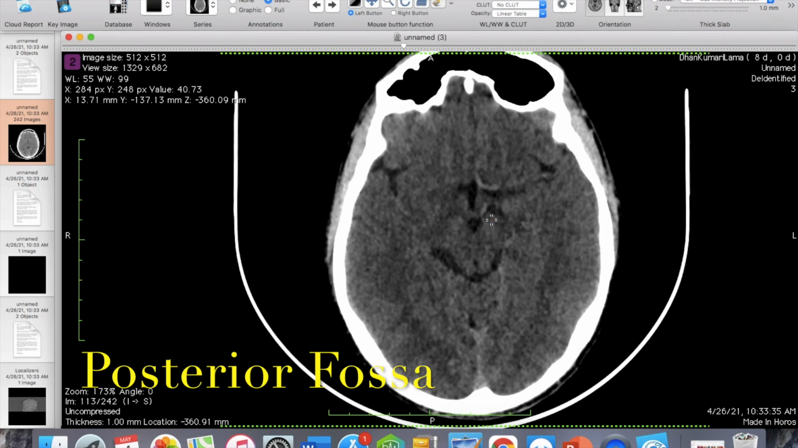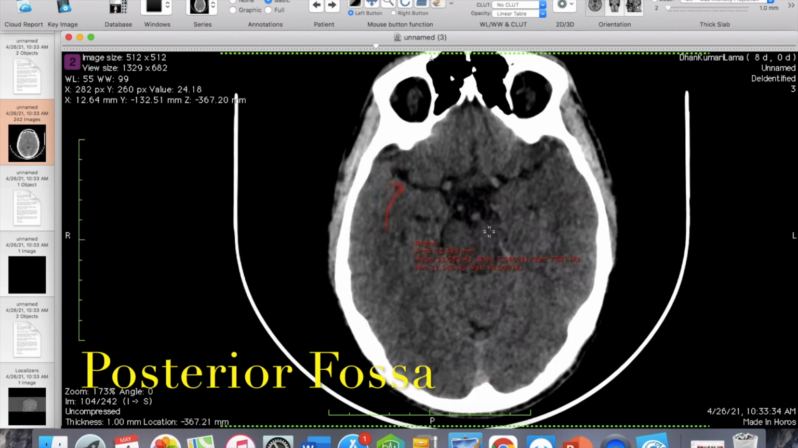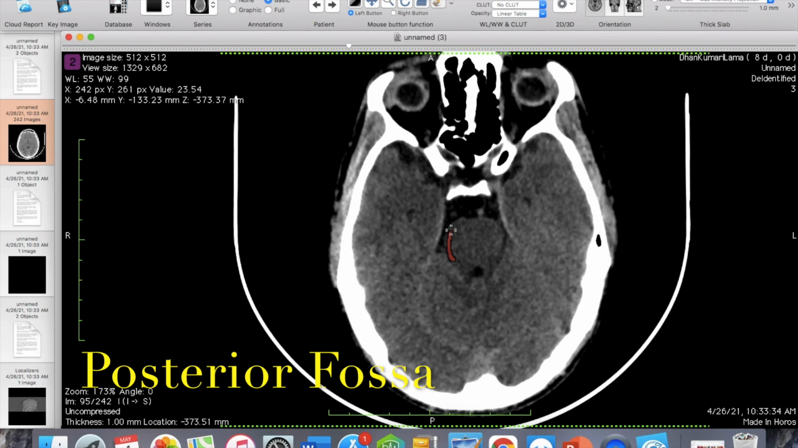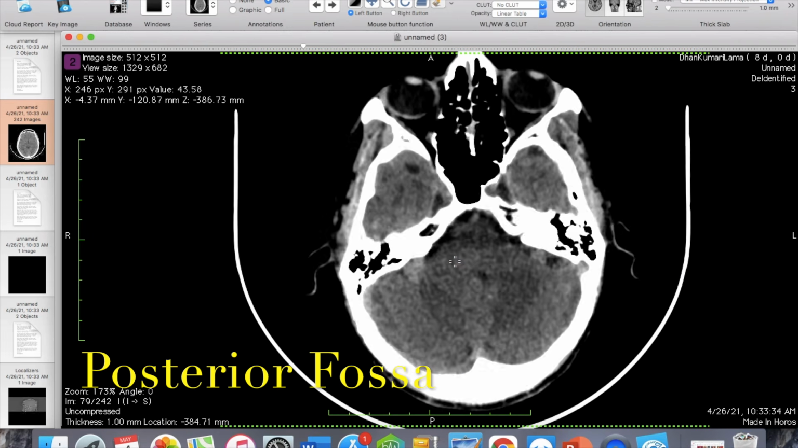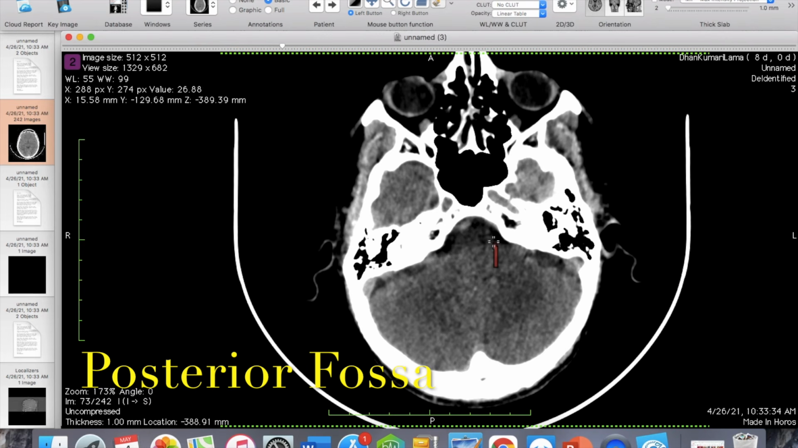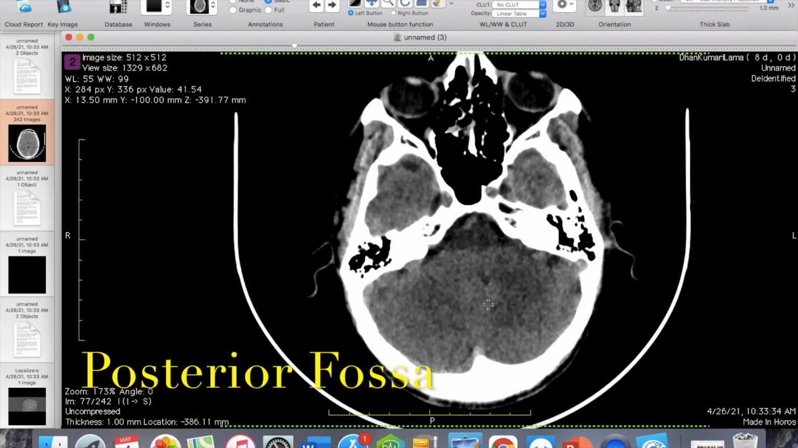Posterior fossa structures consist of midbrain, which is the V-shaped structure, pons, which is the bulbous and thickest part of the brain stem, and medulla, which is the inferior-most part of the brain stem. Posterior fossa structures also consist of cerebellar hemispheres.